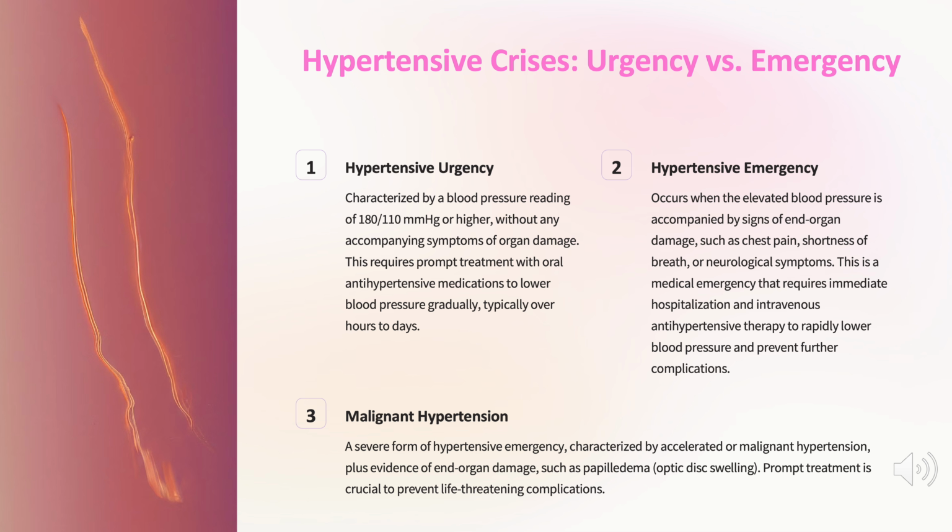Here, elevated blood pressure is accompanied by signs of end organ damage, such as chest pain, shortness of breath, or neurological symptoms. This constitutes a medical emergency requiring immediate hospitalization and intravenous antihypertensive therapy to rapidly lower blood pressure and prevent further complications. Then, there's malignant hypertension, a severe subtype of hypertensive emergency. It involves accelerated or malignant hypertension along with evidence of end organ damage, such as papilledema, optic disc swelling. Swift and decisive treatment is crucial here to prevent life-threatening complications.